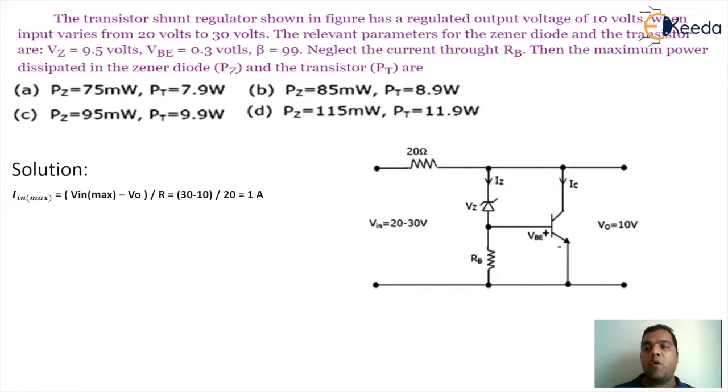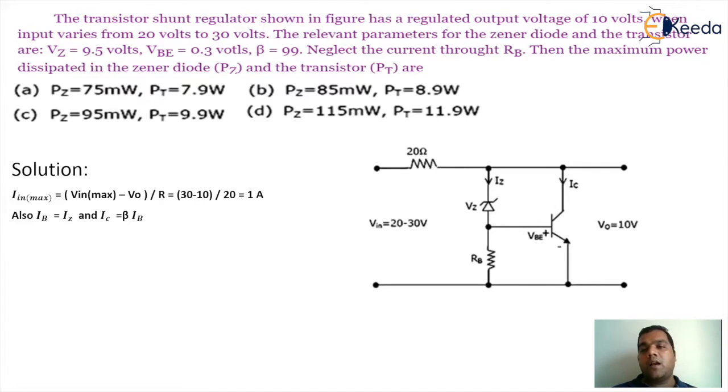The output point, which is a 10 volt point, is also the point on the other end of the 20 ohm. So when I take current as potential difference upon resistance, the value of input current will be V in max minus VO divided by the value of R, that is 20 given. On substitution, 30 minus 10 by 20, we get the value of input current as 1 ampere.